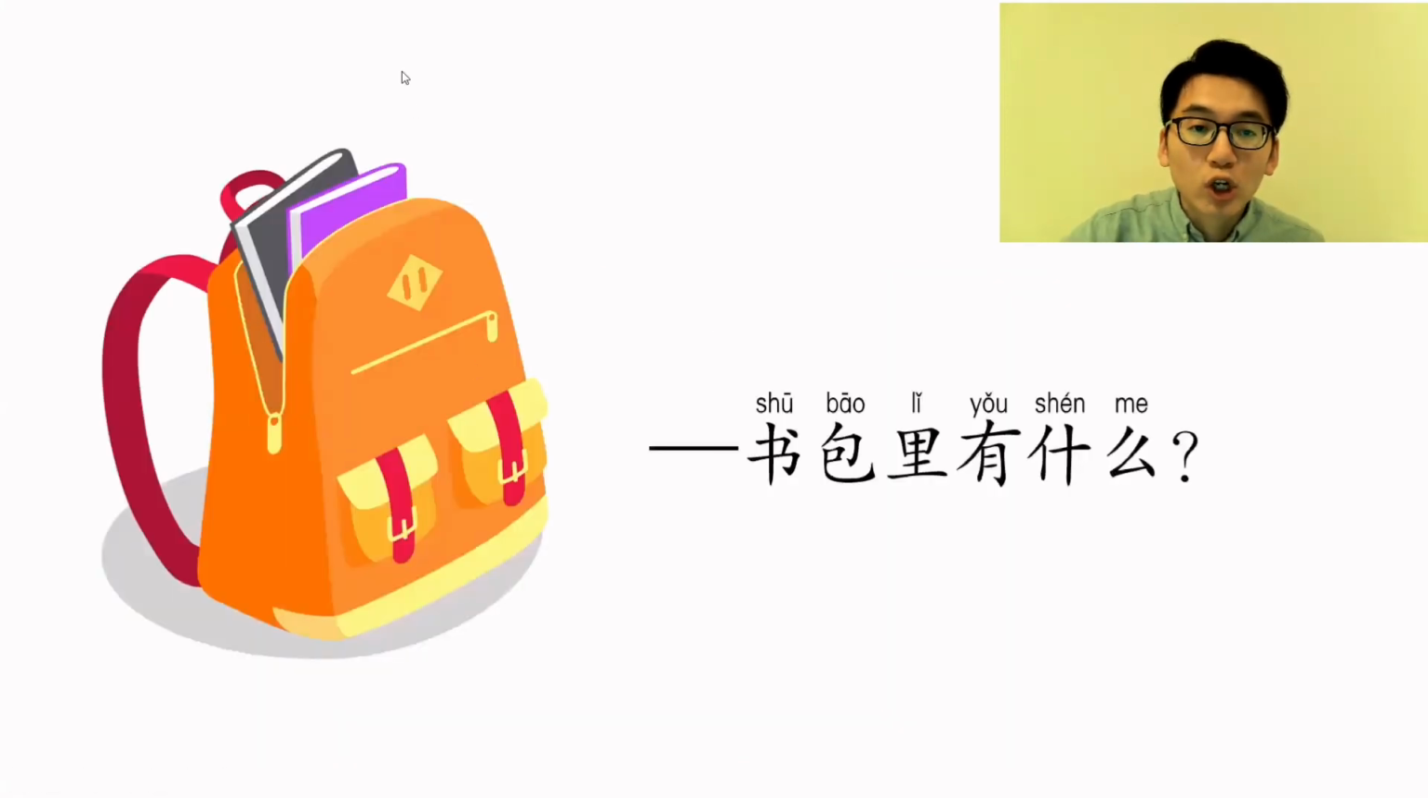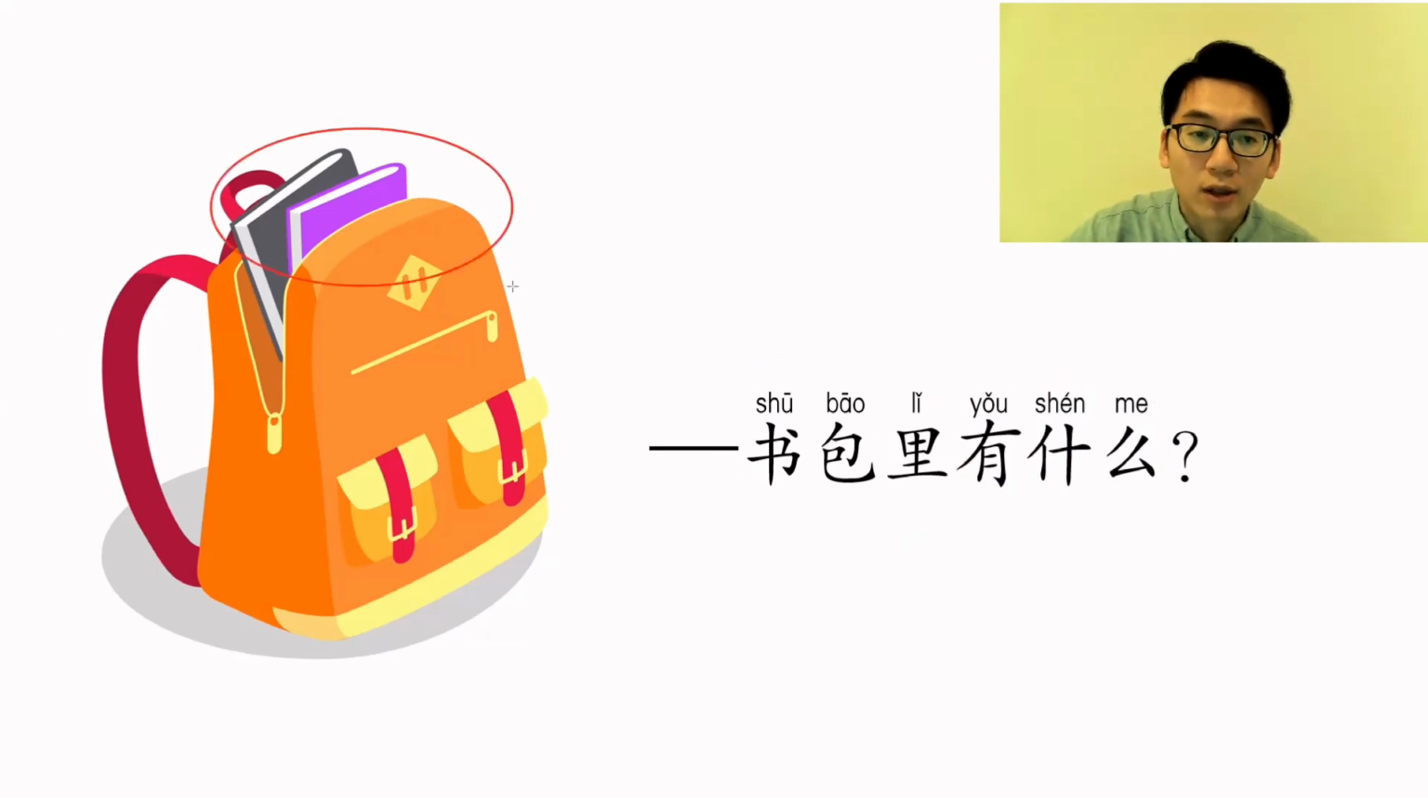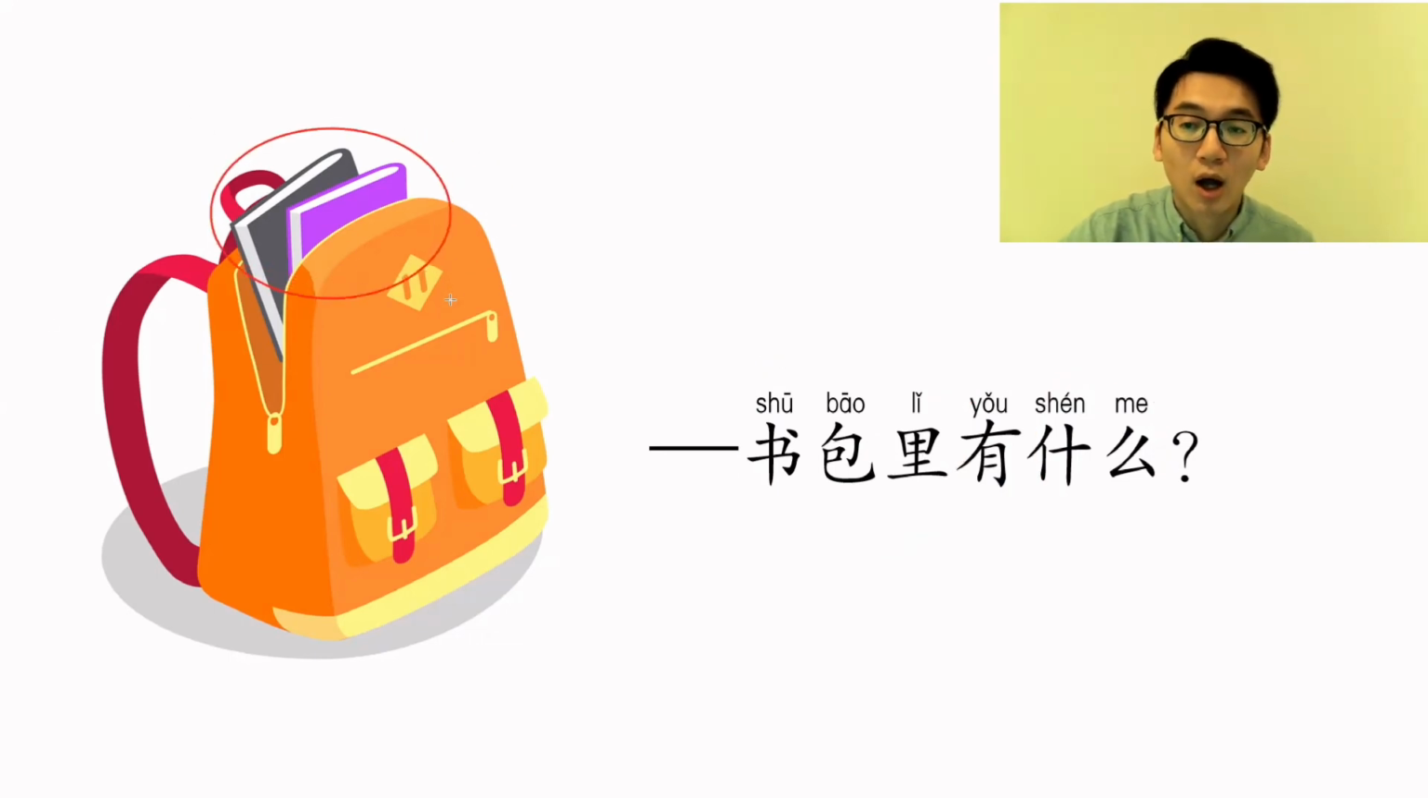What about 书包里? 书包 is backpack. 书包里 means in the backpack. 有 we know is have or has. 什么 means what. So in the backpack has what. So this sentence means what's in the backpack. Now can you tell me what's in the backpack? In the backpack there are 2 books.